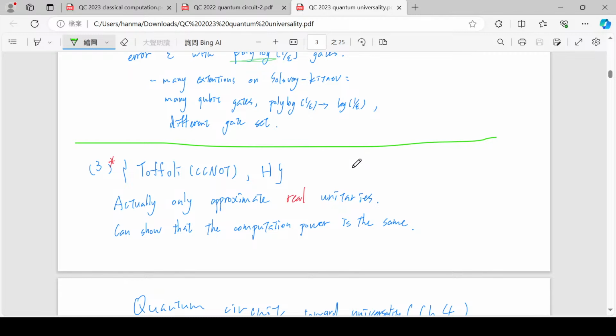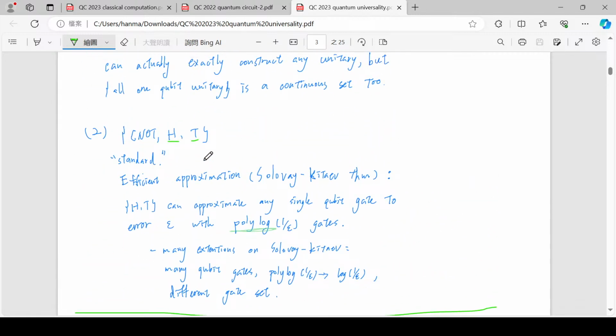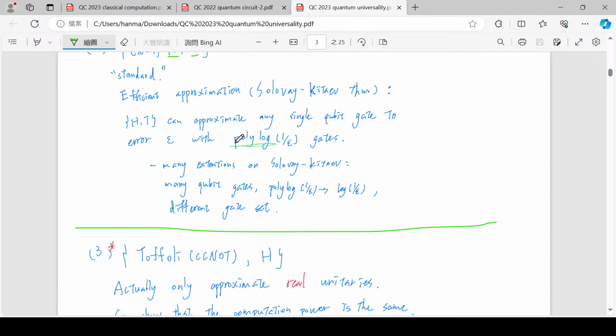So a special universal gate set is Toffoli and Hadamard. Okay. And this is quite interesting for some theoretical reasons. Okay. So this is actually a bit worse than the CNOT, Hadamard, T set in multiple ways.